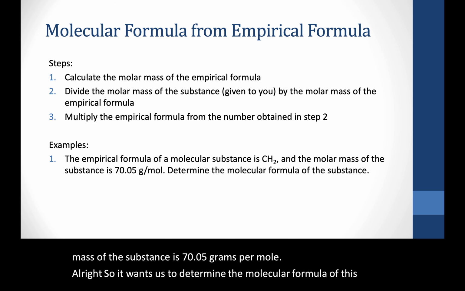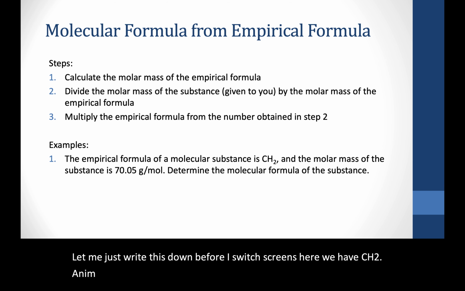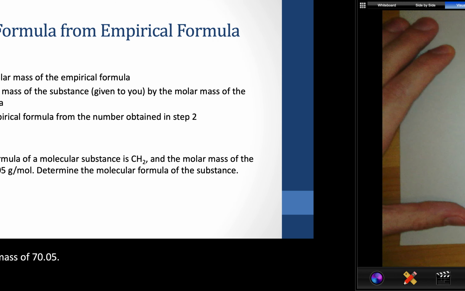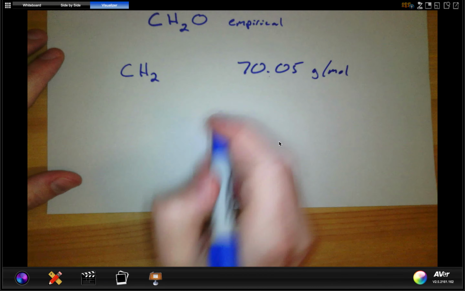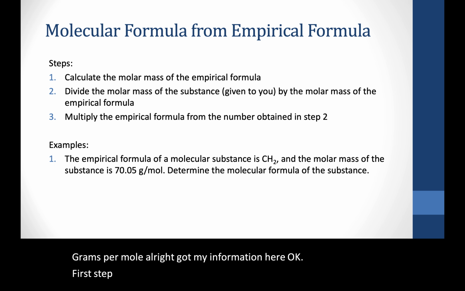Okay, so let me just write this down before I switch screens here. We have CH2 and a molar mass of 70.05 grams per mole. All right, got my information here. Okay, so first step we want to do, if we remember, is calculate the molar mass of the empirical formula.